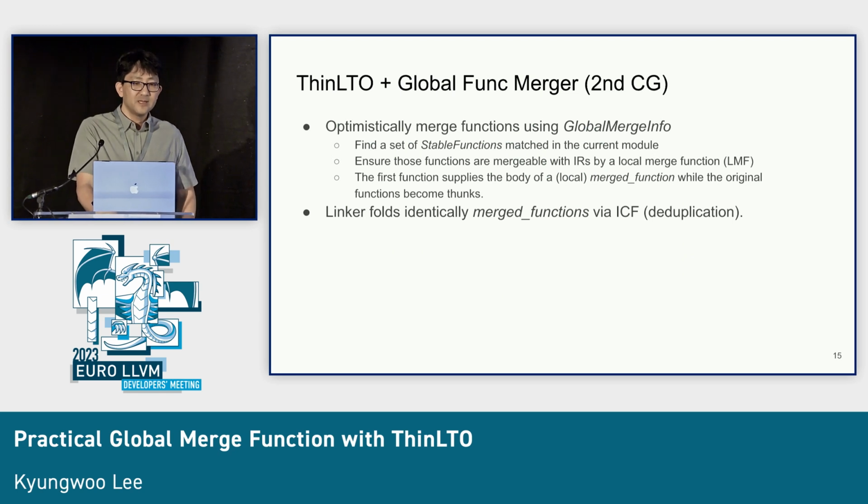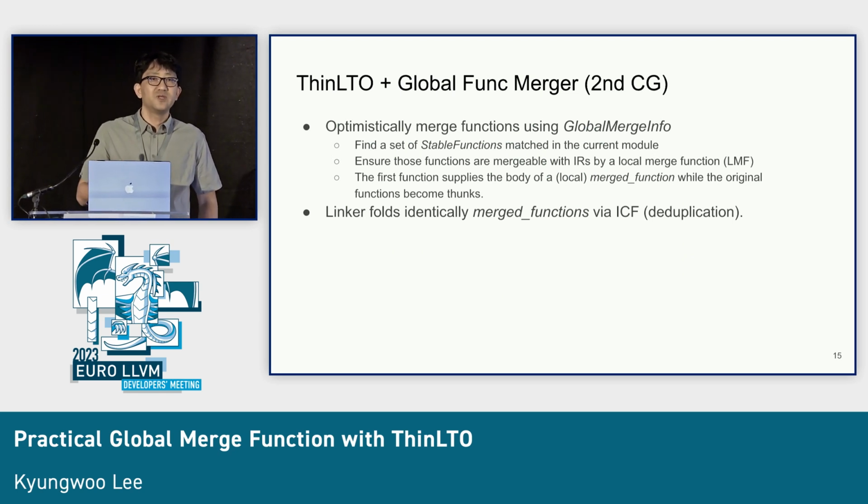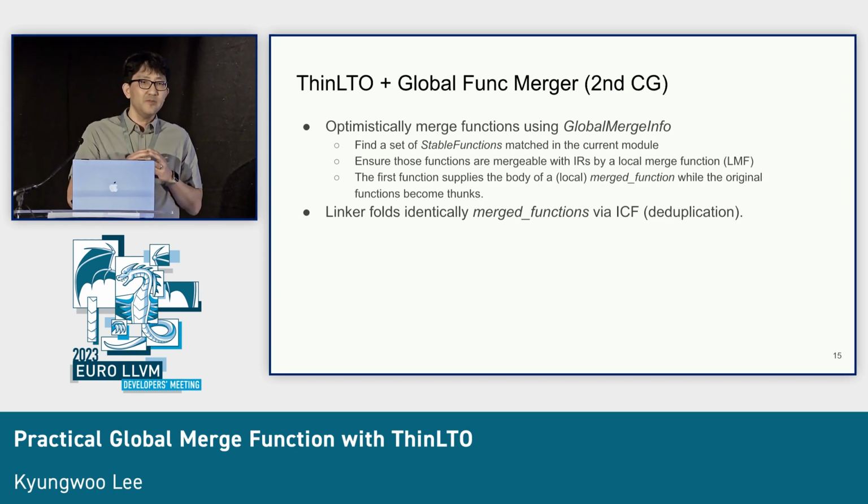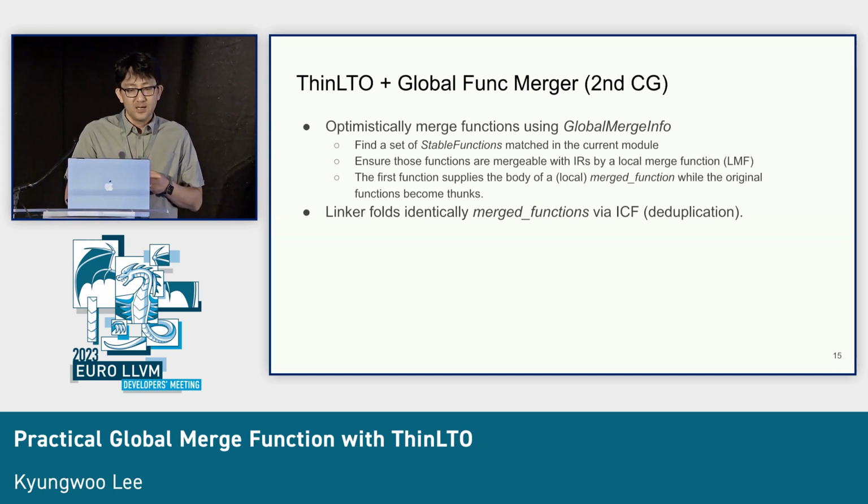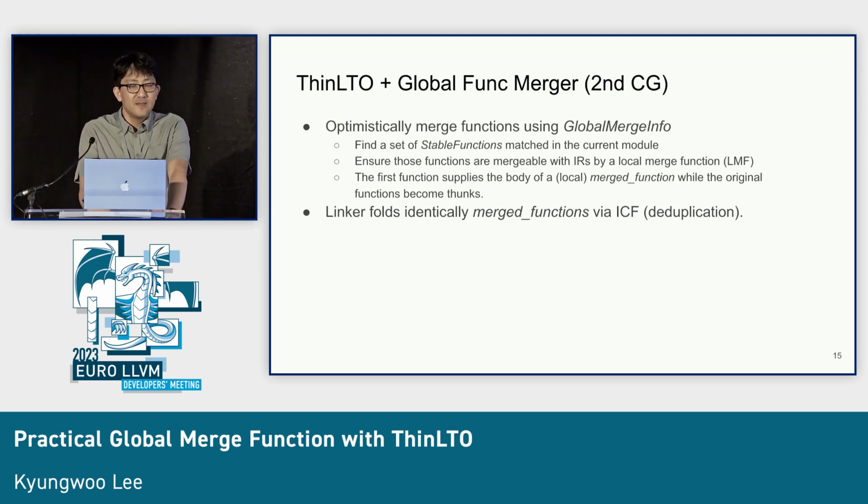During the second codegen, using this information, we can optimistically create a merging instance within each module context. The key essential part for correctness is that within each module, we have to explicitly compare IRs, because there is a possibility of hash collisions, and maybe some corruption in the summary. And then we also create unique merge functions for safety. And then the linker does a similar job, as I described earlier in the Global Outliner.